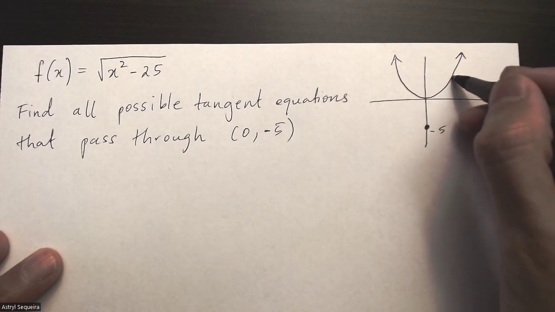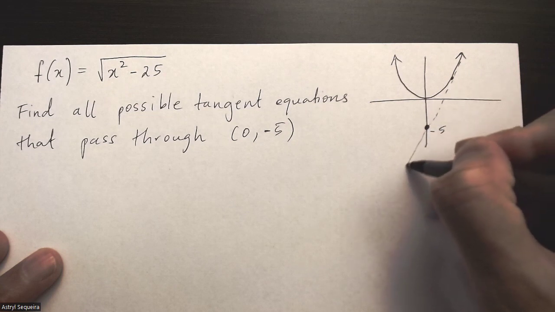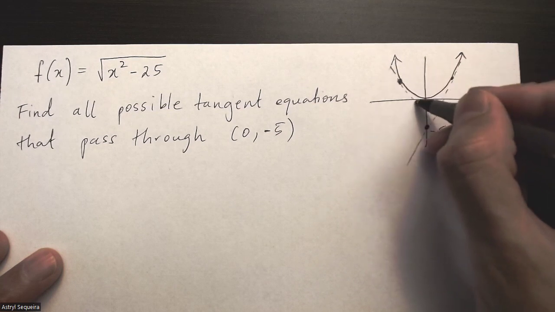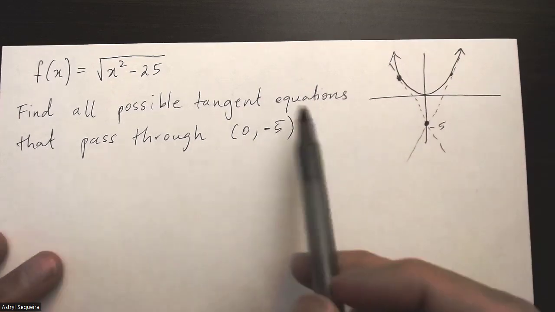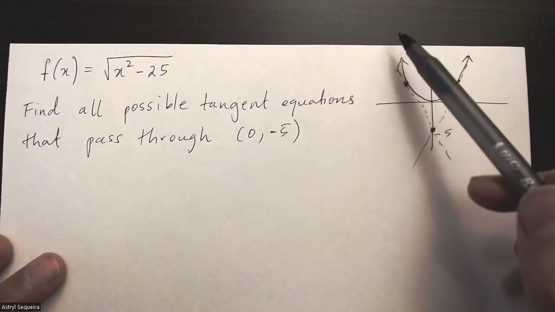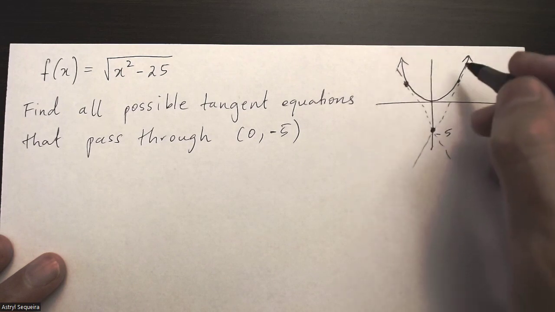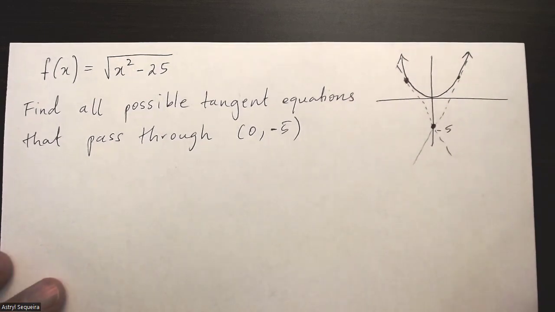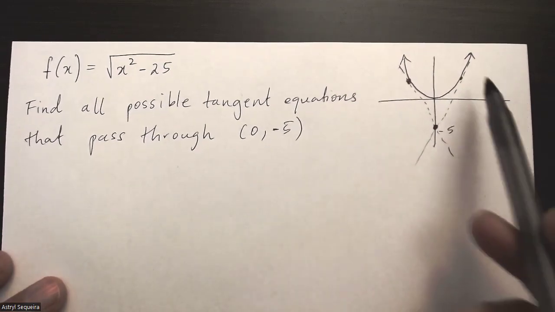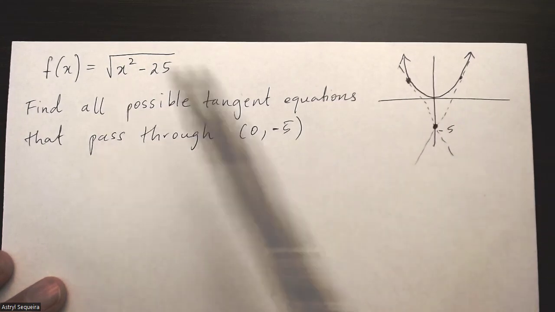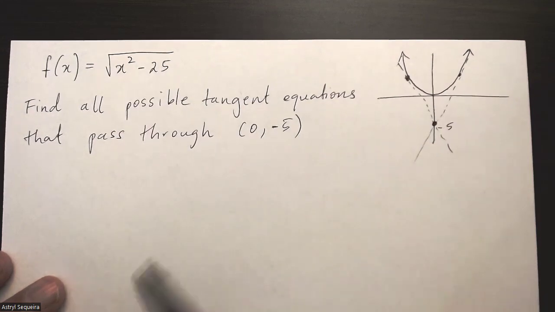I know that there's going to be one tangent line somewhere over here that passes through this point, and then there's going to be another tangent line over here that does the same thing. So whenever they say find all possible tangents, it's very likely that the point that they give you is not on the function. Because if you have a point on the function, that's only going to have one possible tangent line. So when you get a question like this, and again, this drawing is not for this function here, but the steps are the same.